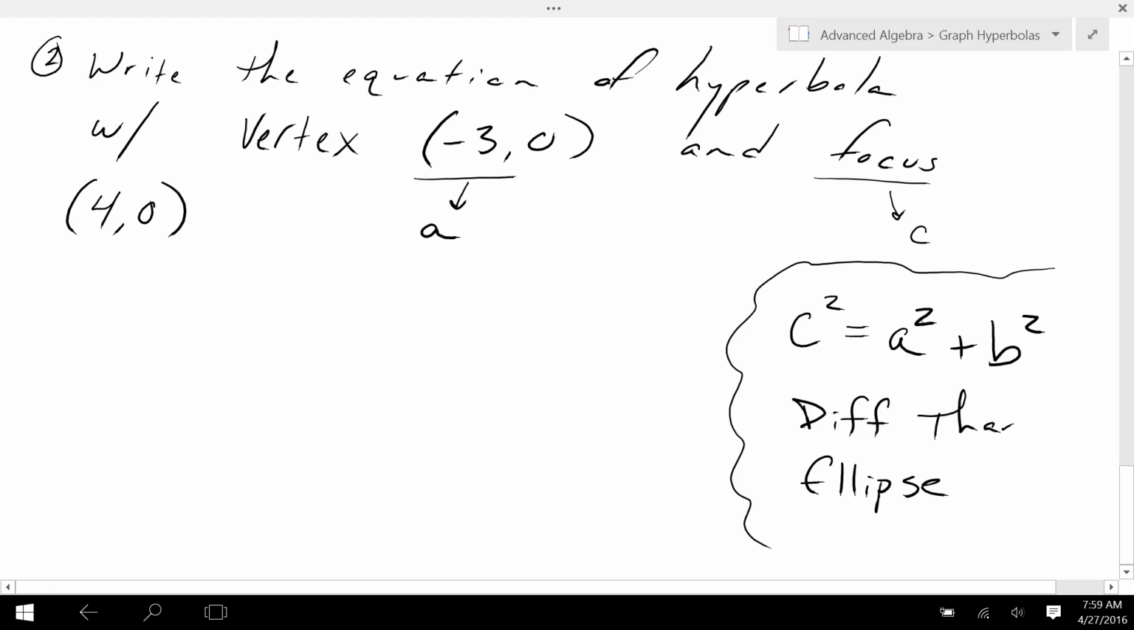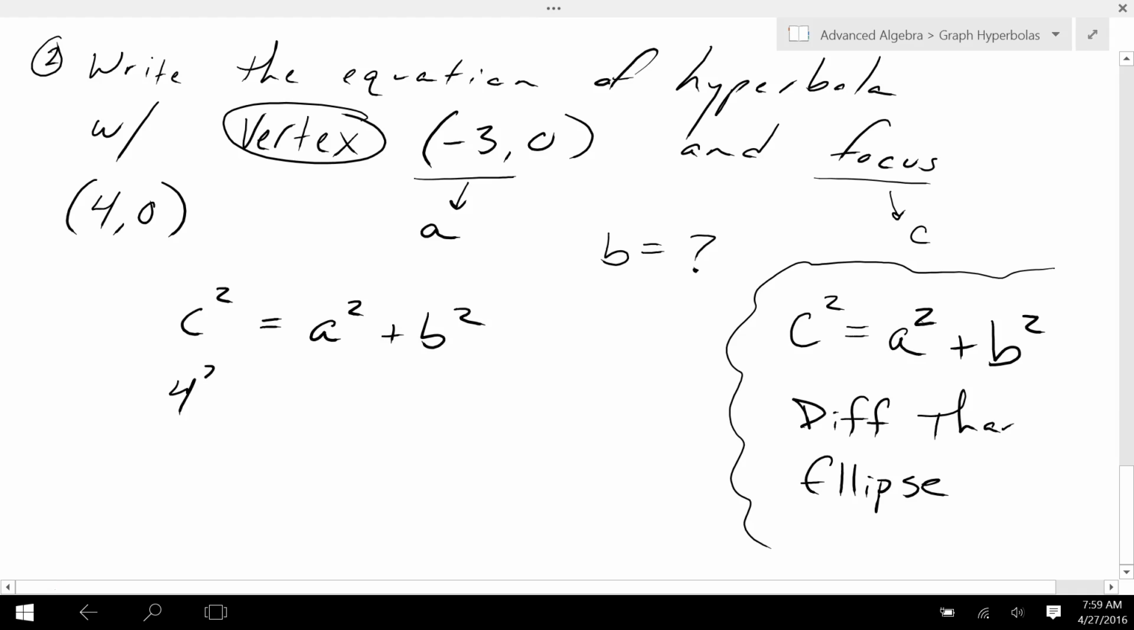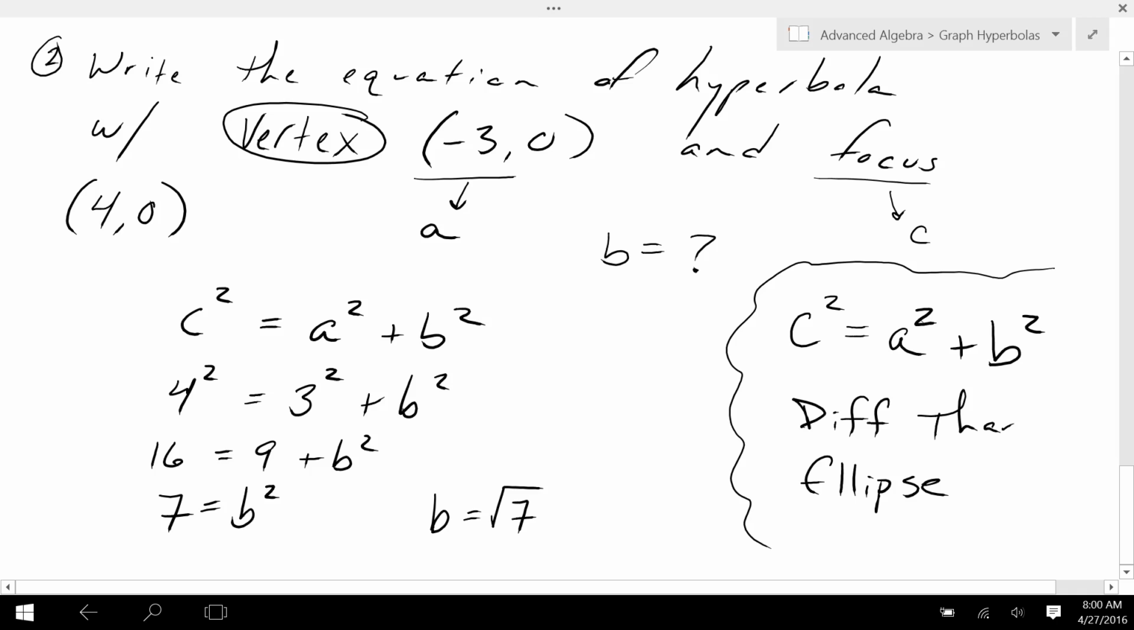So we're given our A. We also know our C. So now let's figure out what is B, because we need B. B goes in the equation. All right, so C squared equals A squared minus B squared. Oh, I'm sorry, plus. Ooh, my fault there. 4 squared equals 3 squared plus B squared. It's going to give me 16 equals 9 plus B squared. If I subtract, I get B squared equals 7, which means B equals √7. Now we have all the information we need.